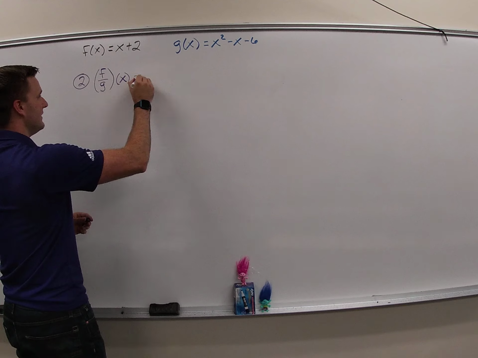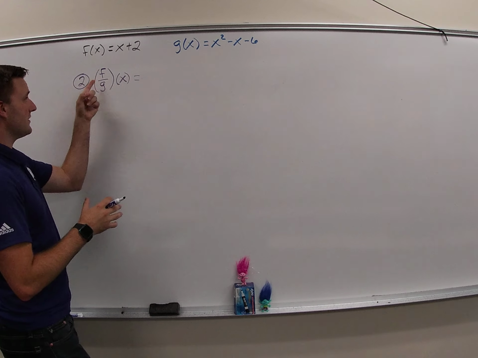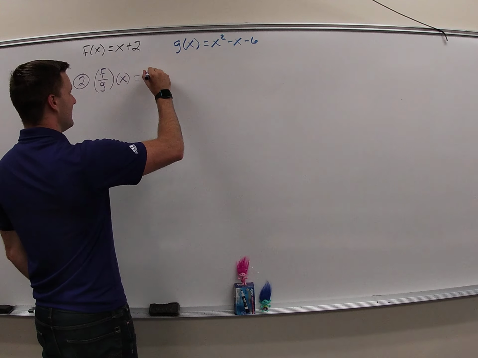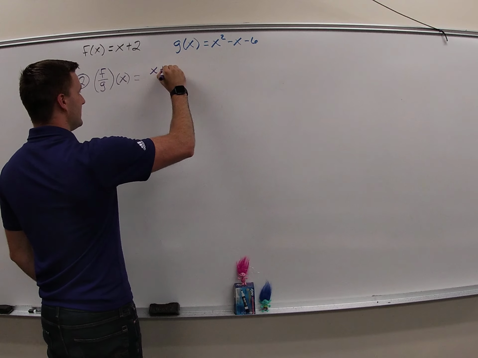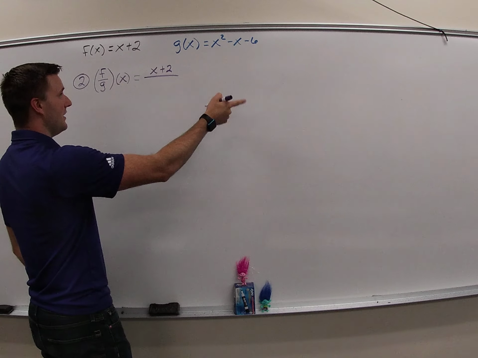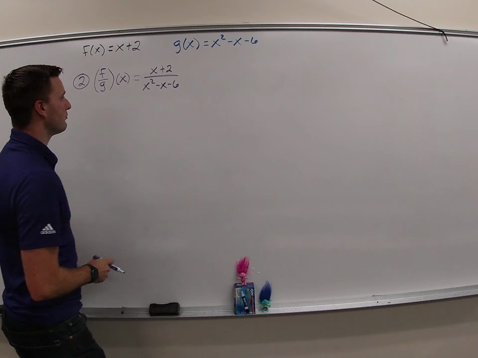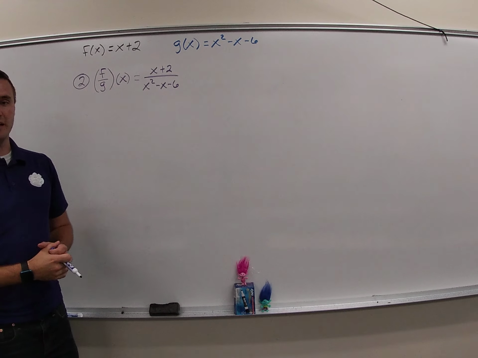So we're going to divide these 2 together. The nice thing about division is you're just going to put your numerator in the top. So f of x, in our case, is going to go up here, x plus 2. And then we're going to have our g of x in the denominator, in the bottom. So x squared minus x minus 6. This is where factoring is going to be helpful.